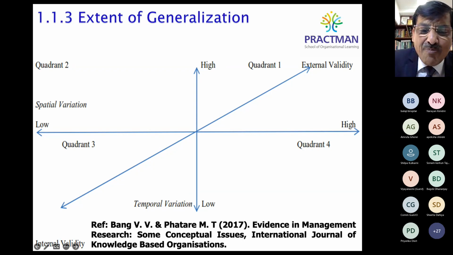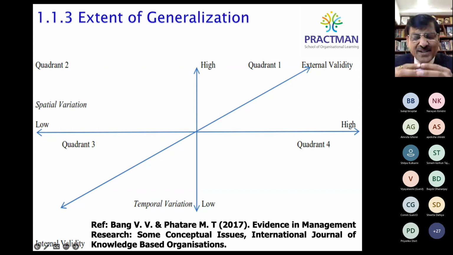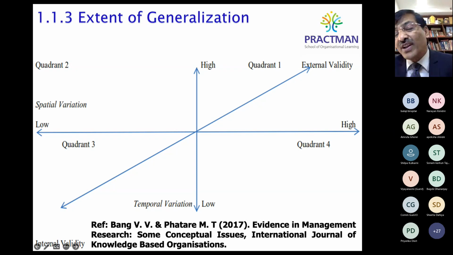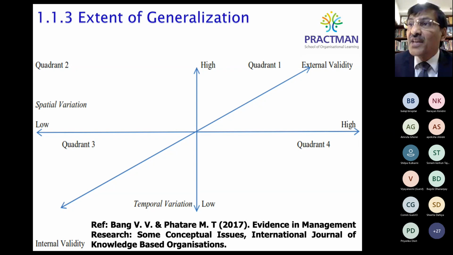Some research may be applicable at certain point of time. It may remain valid for a year or so. That's it. So the temporal variation is very low. For some research, the findings are valid over a long period of time. That means the temporal variation accounted for in that research is very high. Naturally, this results in four quadrants.